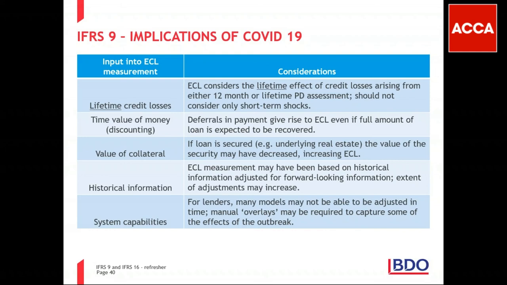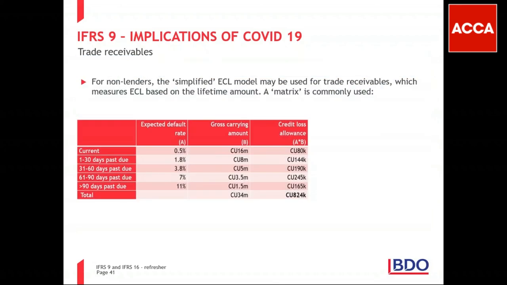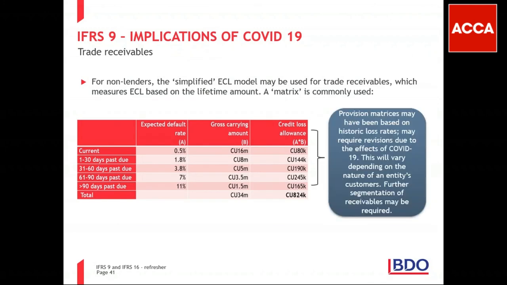Historical information is not the only aspect to cover. Now forward-looking factor adjustments will actually come, and the system capabilities also need to be determined. When we look at the implication of COVID-19 from a trade receivable perspective in a simplified approach here, because of COVID-19, the nature of the entity's customer might change. For example, if the entity has customers in two different countries that are affected by COVID-19 in different situations, then the entities need to regroup, or the segmentation of receivables will be changed, and accordingly the credit loss impairment provision will change.